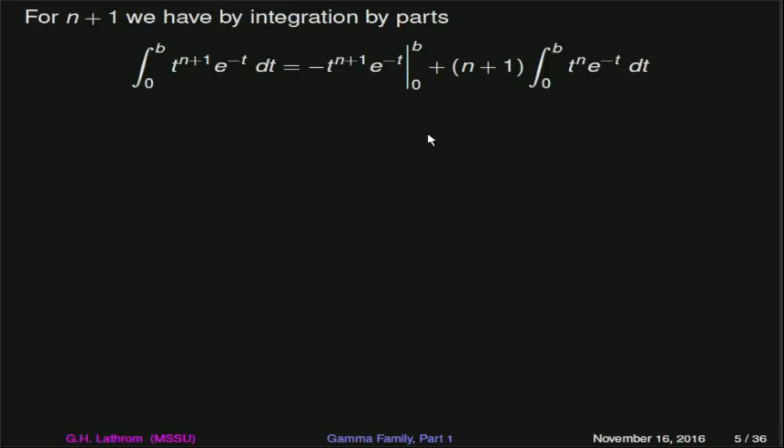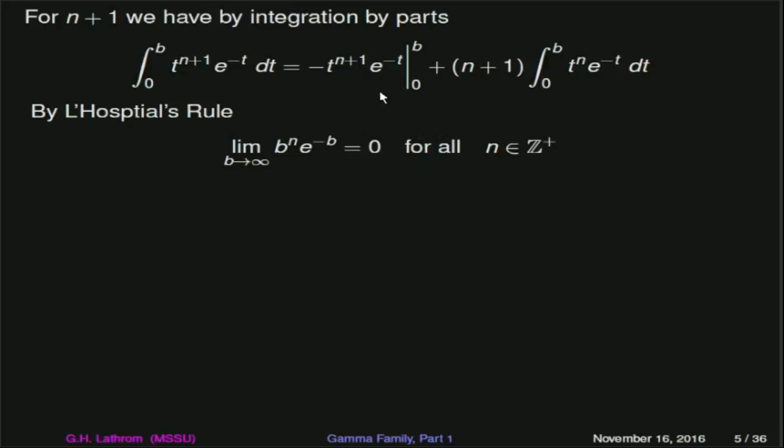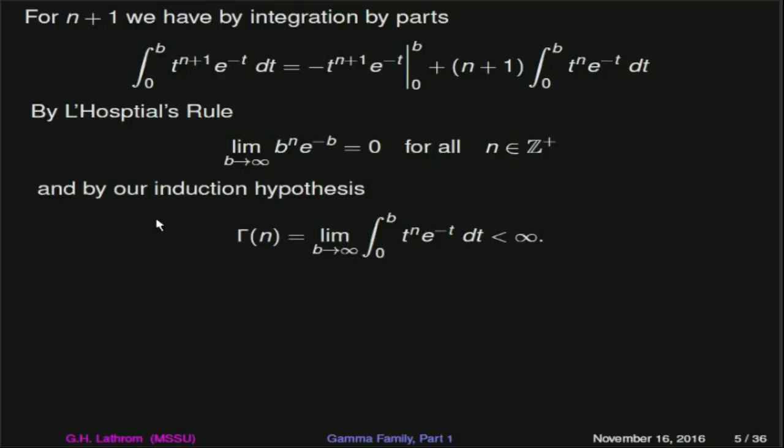Now for this first part, negative t to the n plus 1 times e to the negative t from 0 to b, if we take the limit as b goes up to infinity, then repeated application of L'Hopital's rule from calculus will show us that that limit is going to be 0. And then by our induction hypothesis, the integral on the right-hand side, as b goes off to infinity, is just our gamma function evaluated at a previous value of n.